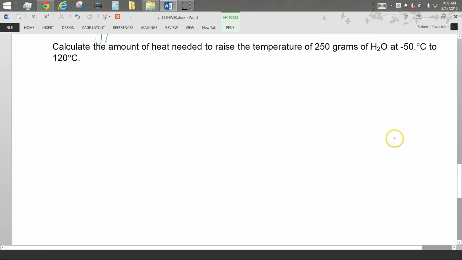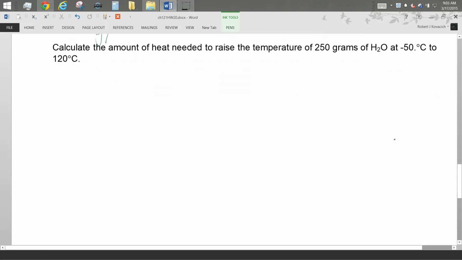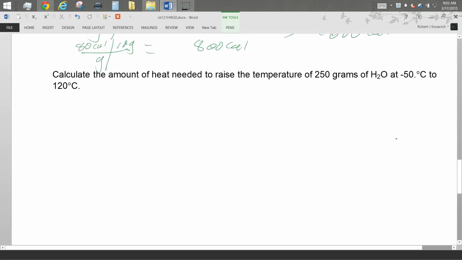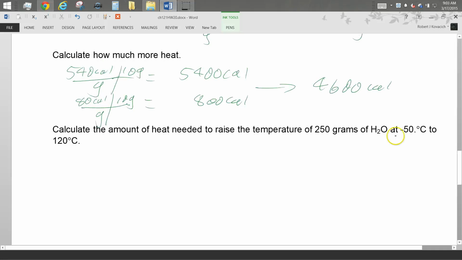Where did you get the calories from? Where did I get that 540 and the 80? Those were out of the notes, and they were on that heating curve thing. Are we going to have to memorize it? No. Have I had you guys memorize any numbers at all? Just that kilo is 1,000 and mega is 1,000,000, but that's it. I never told you you needed to memorize the 6.02 times 10 to the 23rd. Just know what it is.